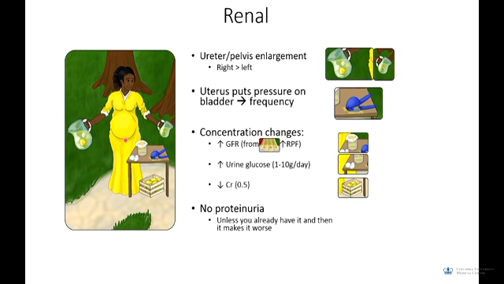So because of that increased RPF from the increased blood volume from the heme slide a few slides ago, you have increased GFR. You have increased urine glucose as shown by these sugar cubes. And you have decreased creatinine as shown by the creatinine lemon crate on the ground. You don't have proteinuria unless you already do, and then it just gets worse.